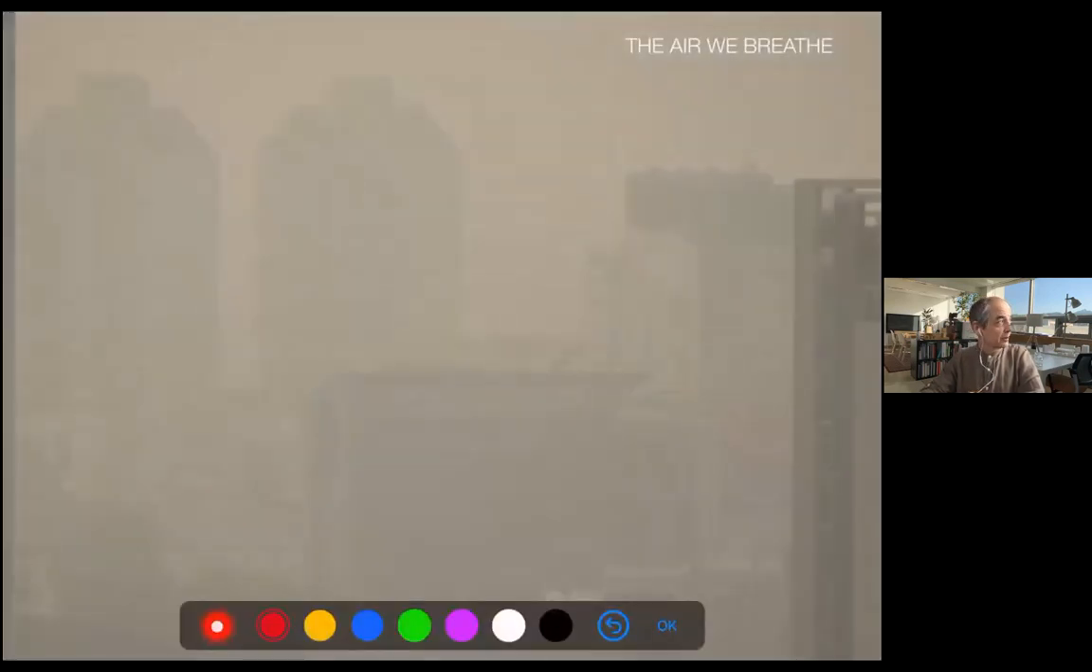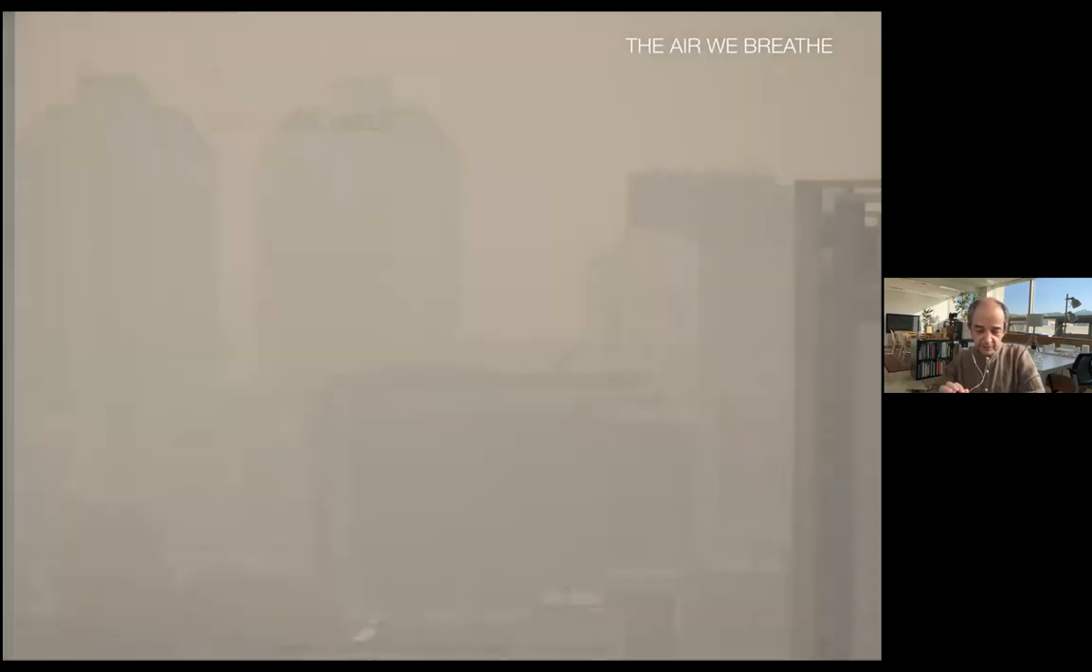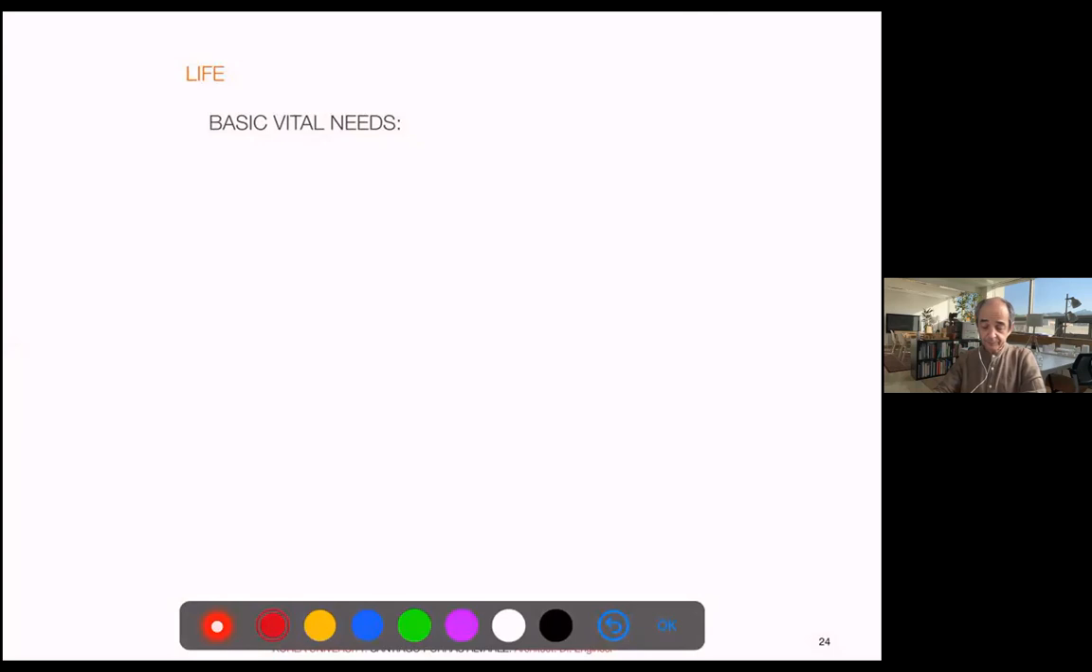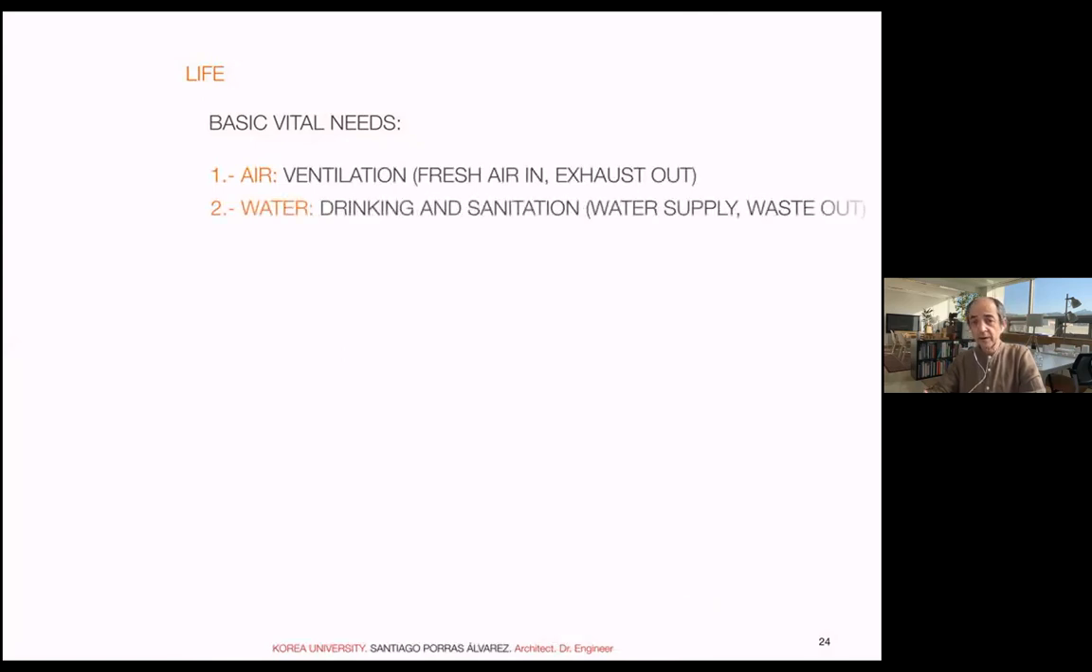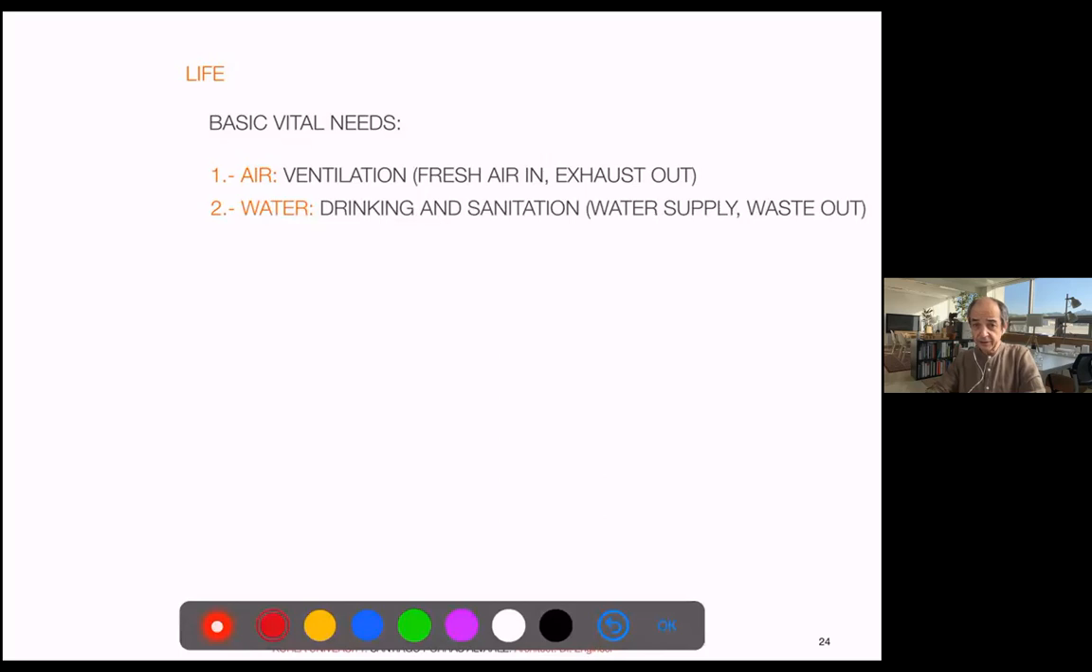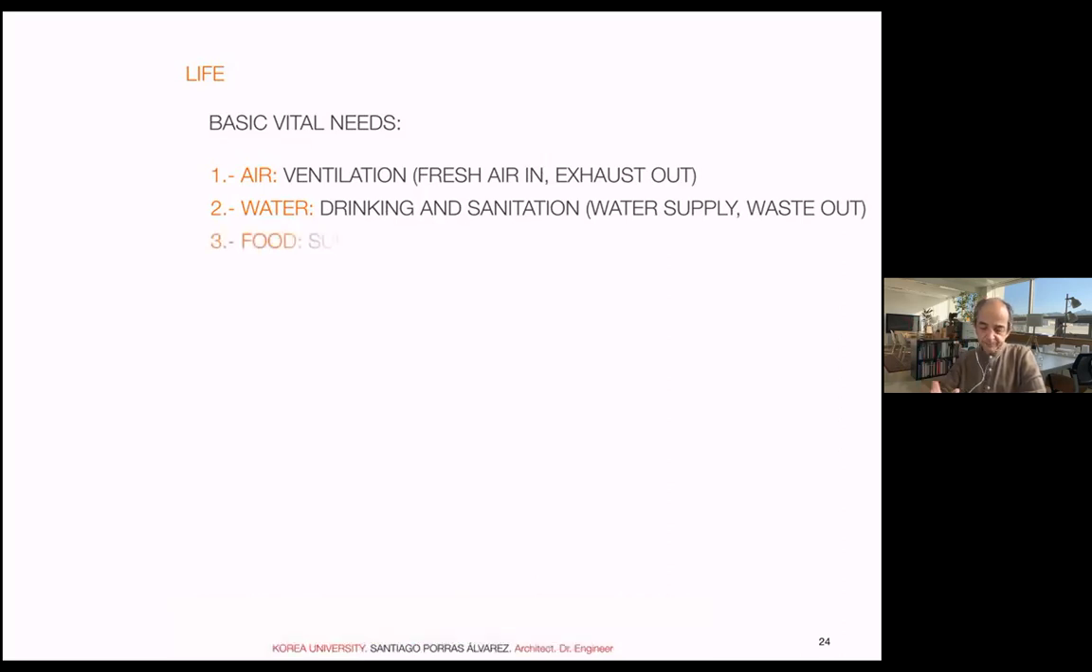And of course, we have a conflict. This is the air in Seoul. We have some of the more terrible days in the world, actually. So for air, we have the ventilation. For water, we need not only drinking, but sanitation. We need a water supply, and we need to take the waste out because we have black water, and we also have the cleaning of ourselves, the hygiene, or the cleaning of the houses and so on.